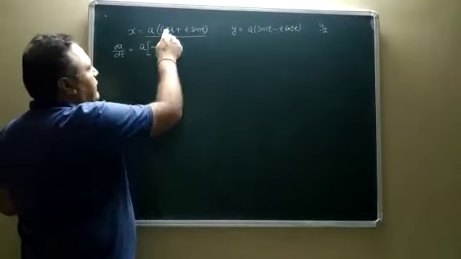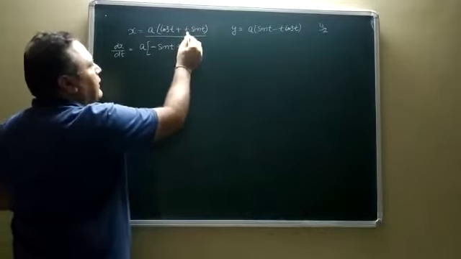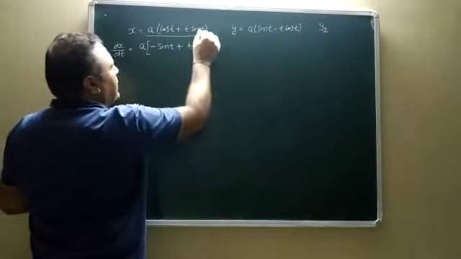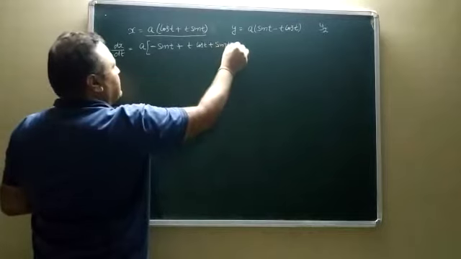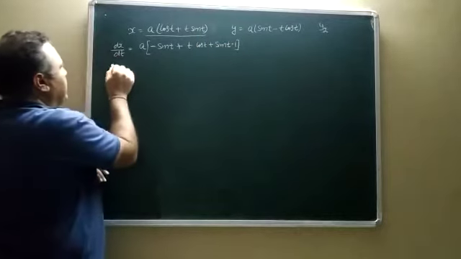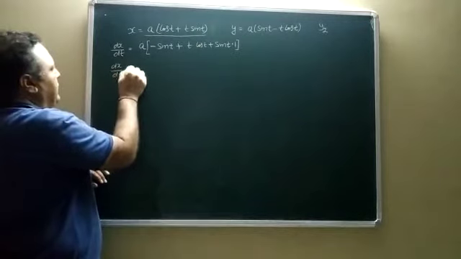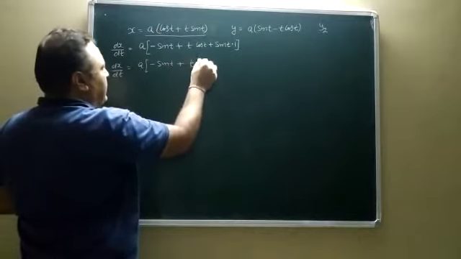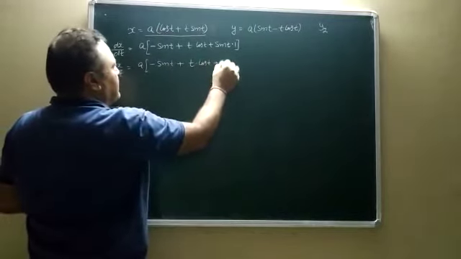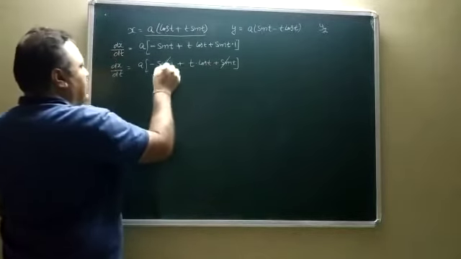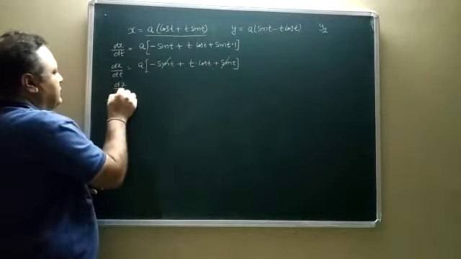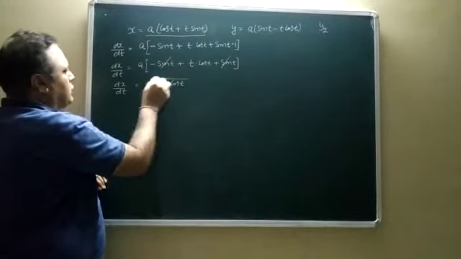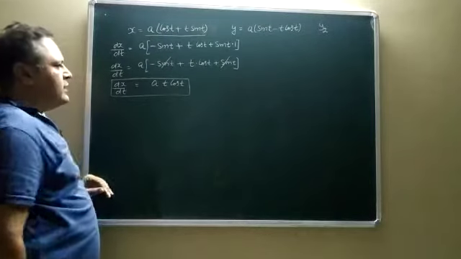So it is the derivative of cos t plus t sin t. Now the derivative of u into v: first function as it is, derivative of second, plus second function as it is, derivative of first. dx by dt is equal to a into minus sin t plus t into cos t plus sin t. So this sin t and this sin t get cancelled. dx by dt is equal to a t cos t. So this is the value of dx by dt.